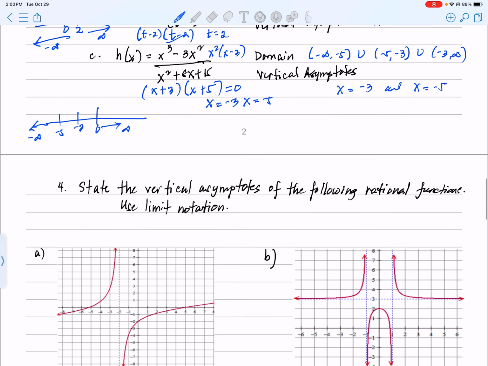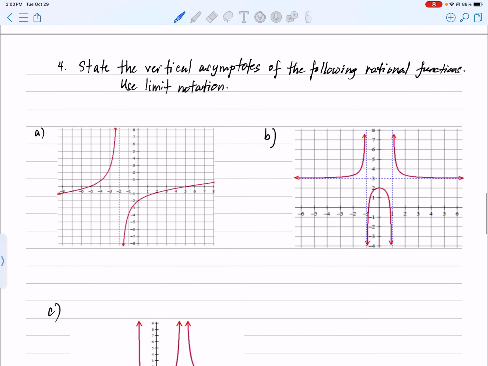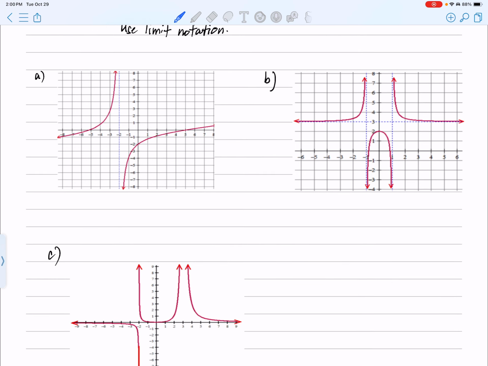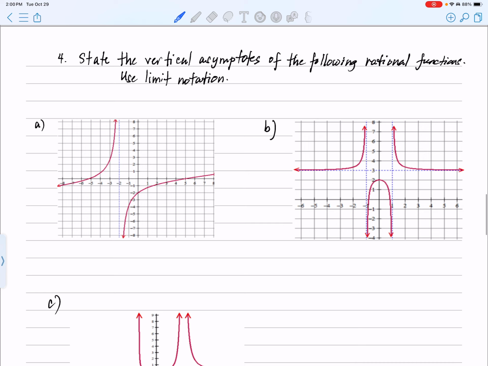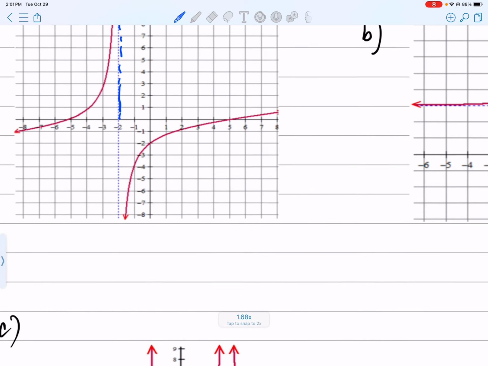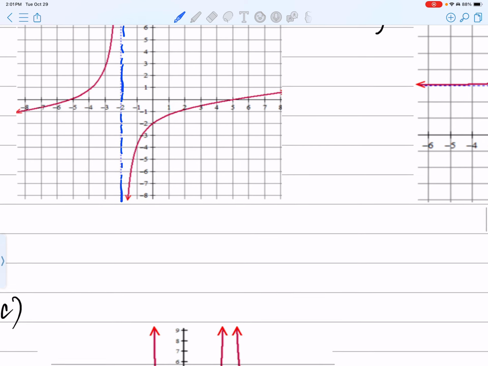Okay. Let's have a graph. This is something like the more we can understand the limit notation here. All right. You're asked to state the vertical asymptote of the following rational function, but this time using limit notation. Okay. So we can see here, I can make this bigger. So there is a vertical asymptote at x equals negative 2.